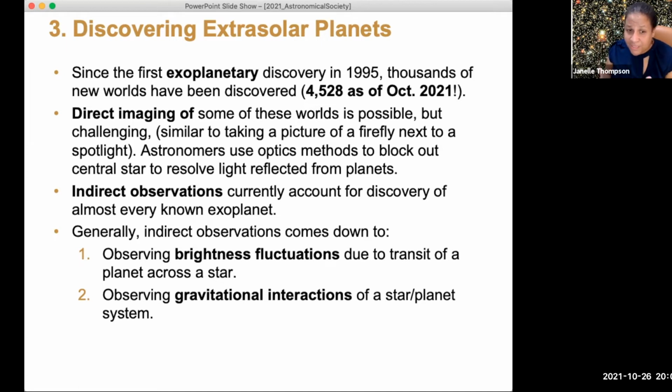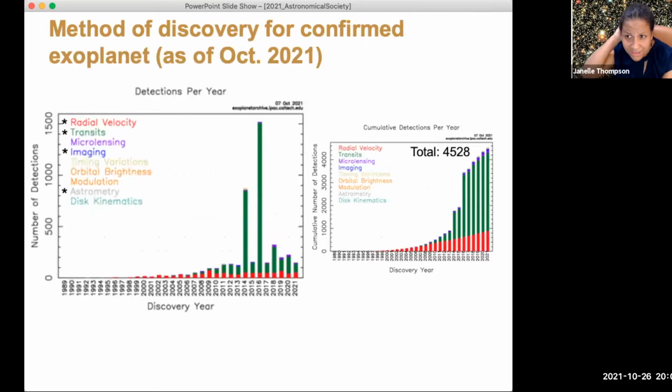But most of these planetary systems have been discovered through indirect observations that either use changes in brightness of the star or the gravitational interactions where the star will wobble as a planet and it orbit around a common center of mass. So we'll look at two examples of how these are done. But first, let's take a look at the data on the discoveries.